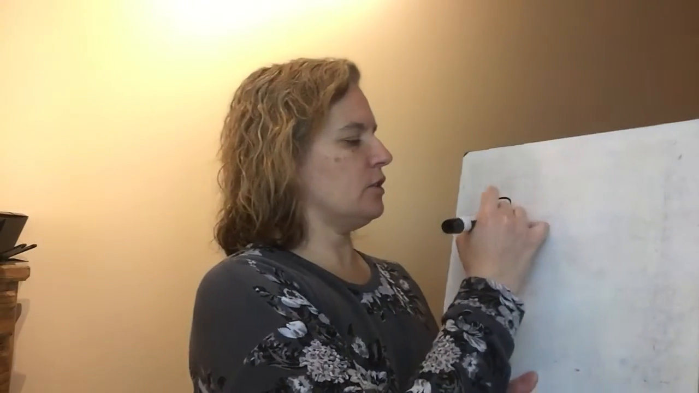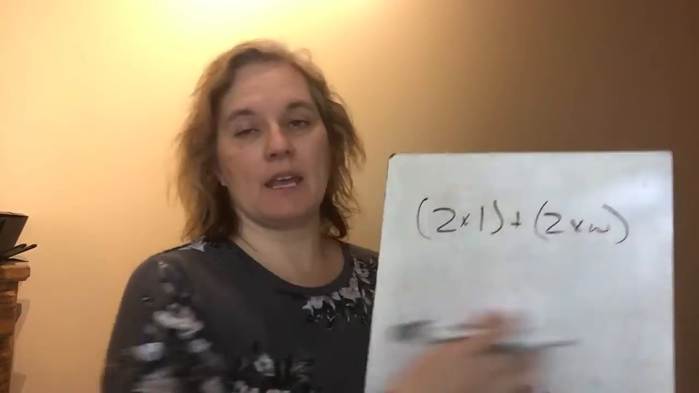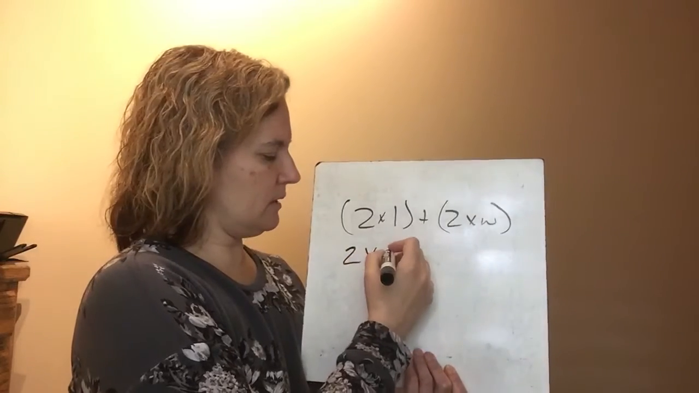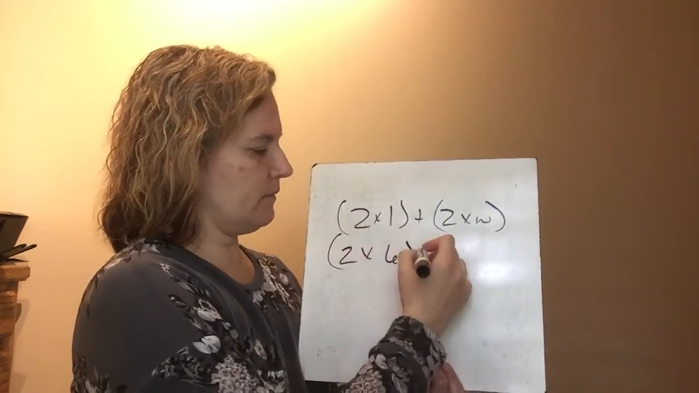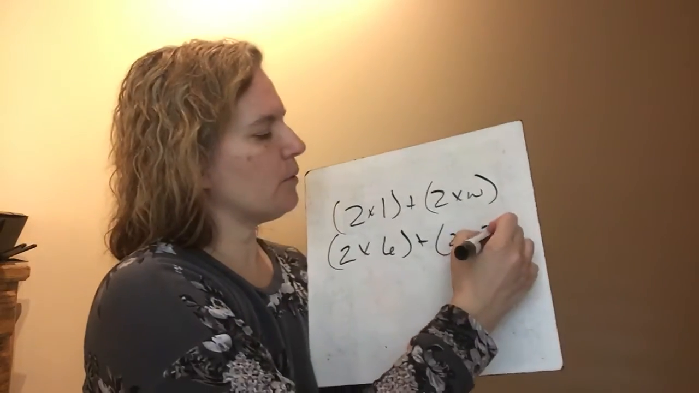You ever heard the old saying, 6 of one, half a dozen of the other? In other words, it's the same thing. But let's work this out the way they had us do it. So, we're going to use the formula 2 times length plus 2 times width. They had us do it with fractions. So we've got 2 times 6 plus 2 times 3.5.